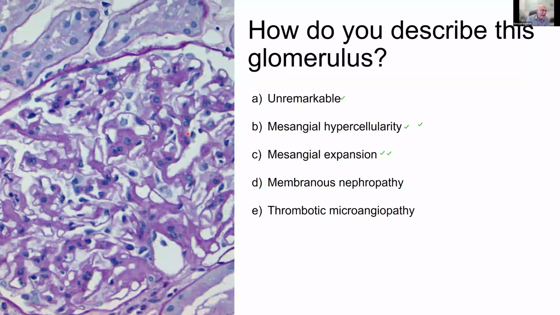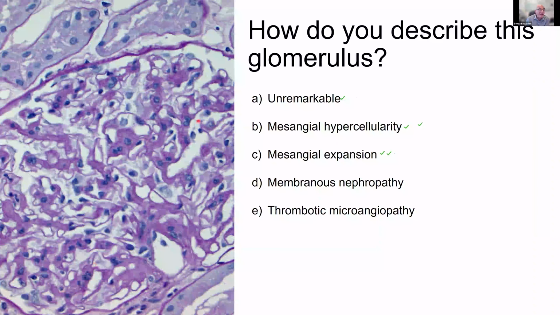Is there mesangial hypercellularity in this particular glomerulus? It would be difficult. As you know, we call it when we have more than 3 nuclei, so 4 nuclei or more in one of the mesangial segments. It's hard to find something like that in this particular glomerulus.